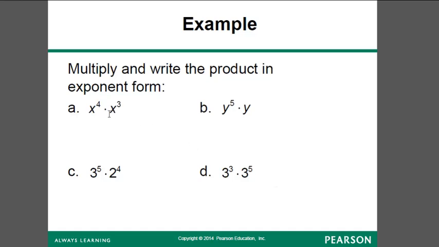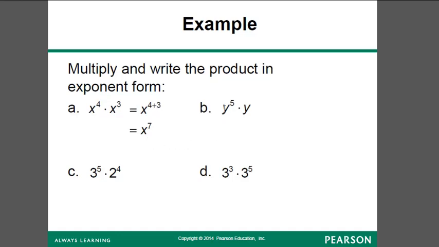So if I look at these and I want to multiply and write the product in exponent form, starting off with a, I have x to the fourth times x to the third. Now if you recall what x to the fourth actually means, that means x times x times x times x. And x to the third means x times x times x. I can rewrite that as x to the 4 plus 3, and that gives me x to the 7th, because actually what I have is 7 x's multiplied together.